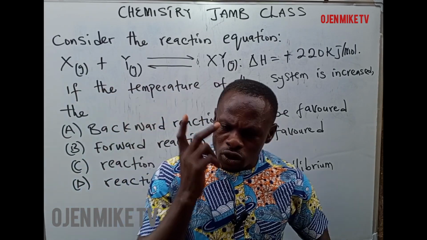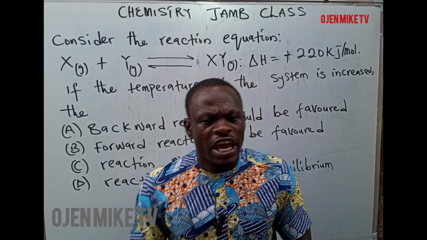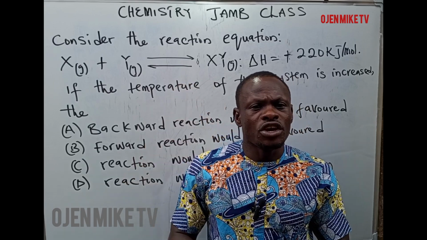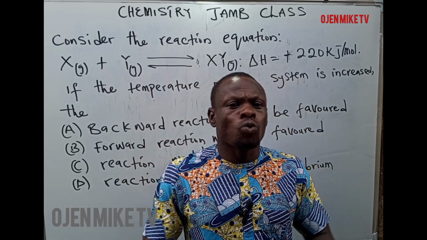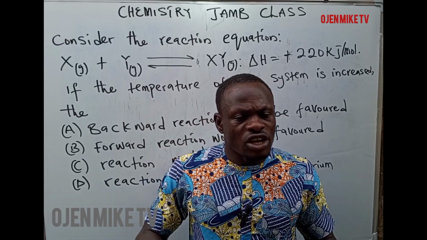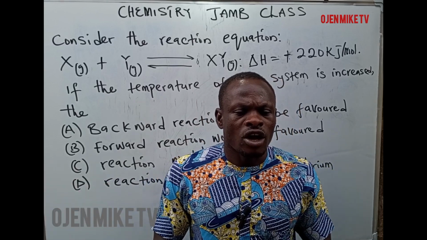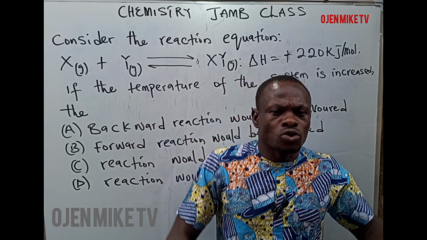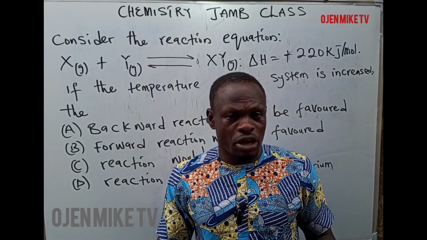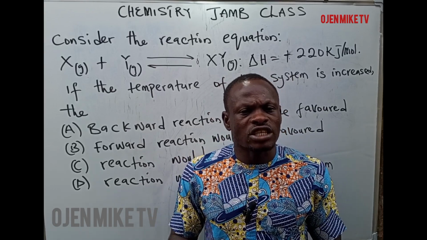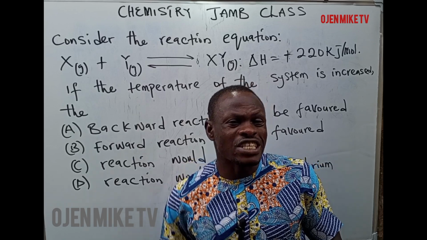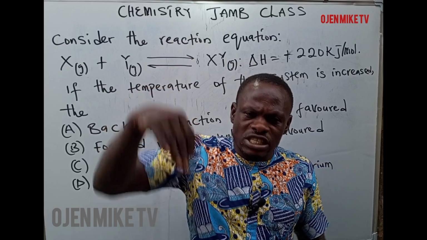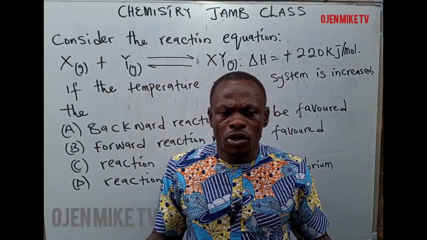Like I said, there are two major things: endothermic and exothermic. Anytime temperature is increased in an endothermic reaction, the reaction will shift to the right. But whenever the temperature is decreased, the reaction will shift to the left. That is in endothermic reaction. While in exothermic reaction, each time the temperature is increased, the reaction will shift to the left, and when it is decreased, it will shift to the right.